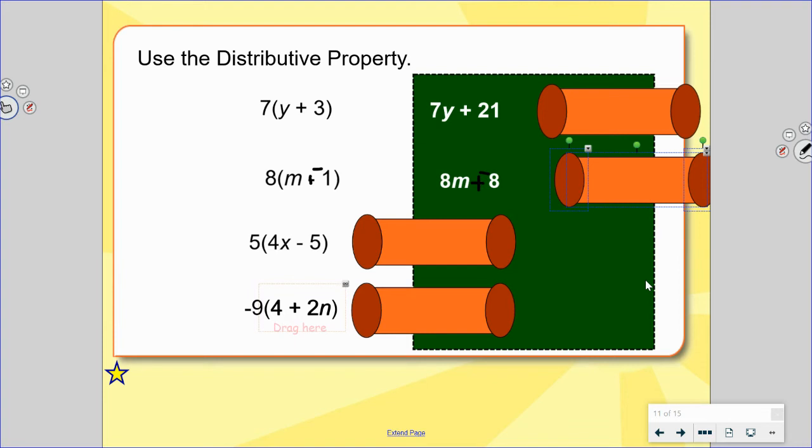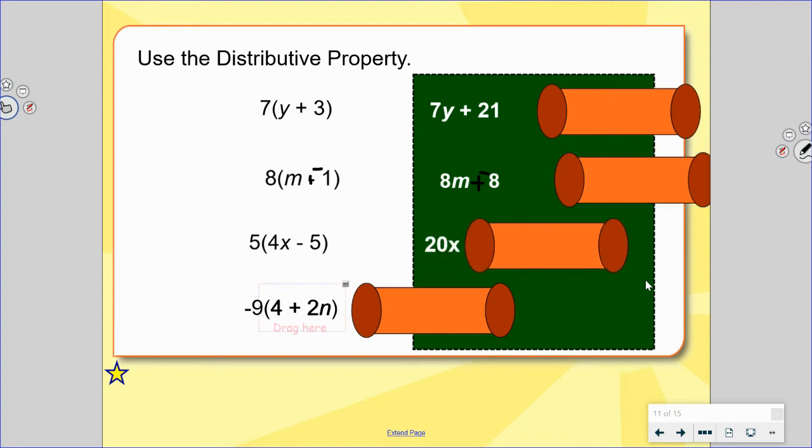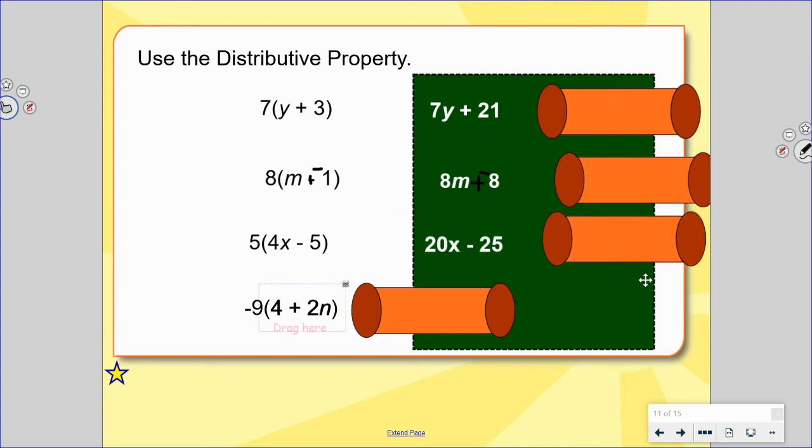5 groups of 4X's would be 20 X's. 5 groups of -5's would be -25. And again, you are more than welcome to change subtraction into adding the opposite.